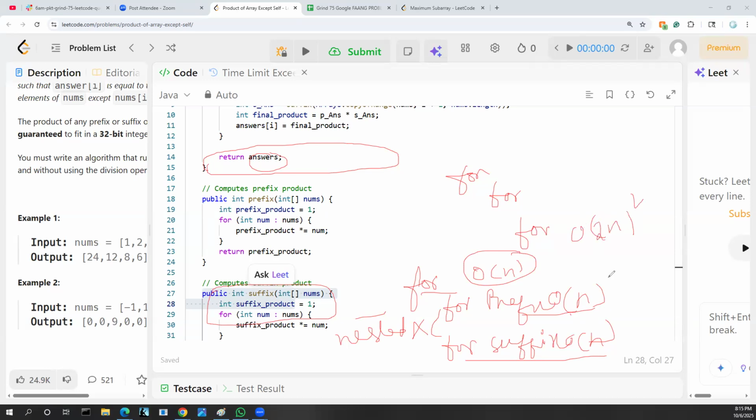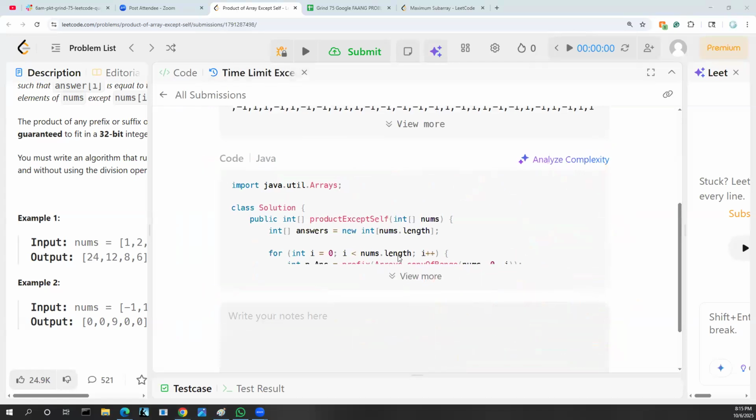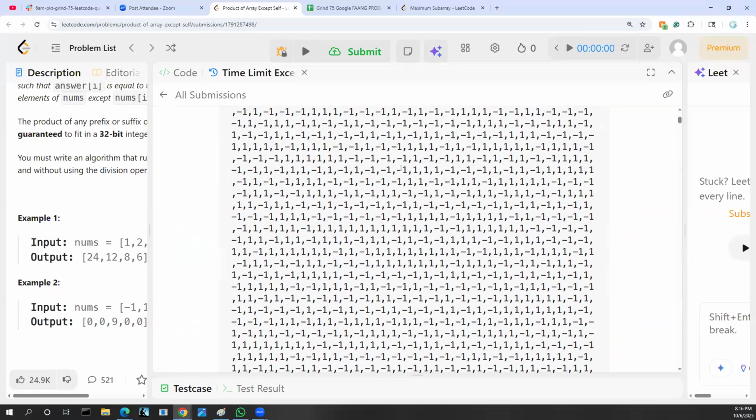Or you can say 2 of 1 because there are 2 O of n's. They're the same level, same scoping. But these two are nested into this, so this 2 you can disregard, and it will be O of n squared, worst time complexity. And that is why you have the time limit exceeded for a case scenario where we had an array that is as big as this right here.